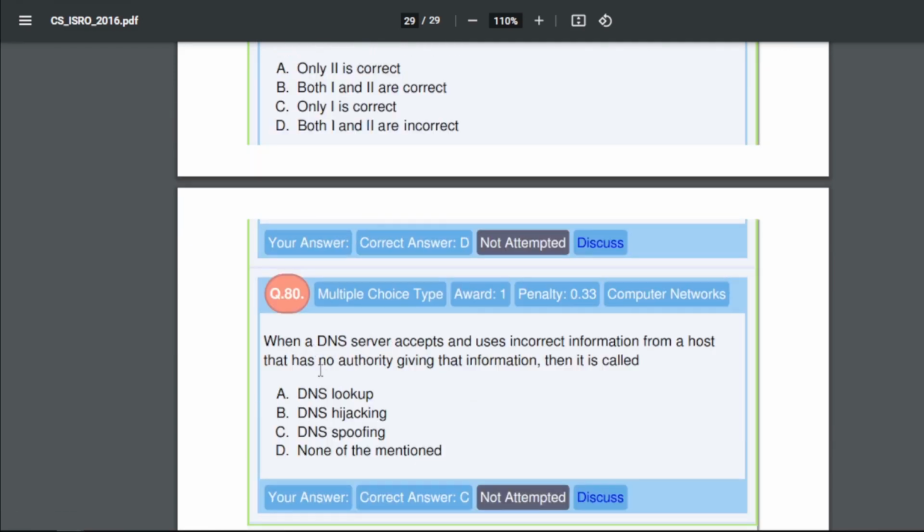The last question is: when a DNS server accepts and uses incorrect information from a host that has no authority giving that information, then it is called what? For 80 our answer is C, that is DNS spoofing. When a DNS server accepts and uses incorrect information from a host that has no authority giving that information, it is called DNS spoofing.